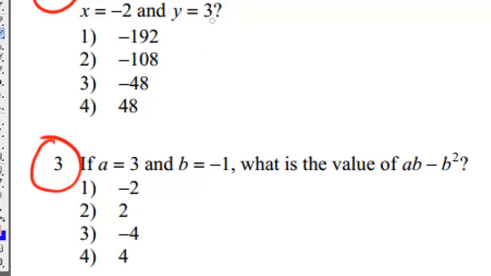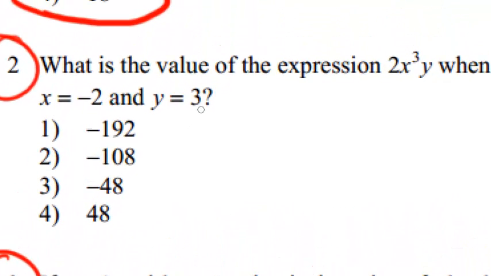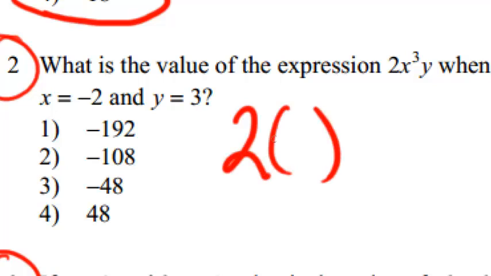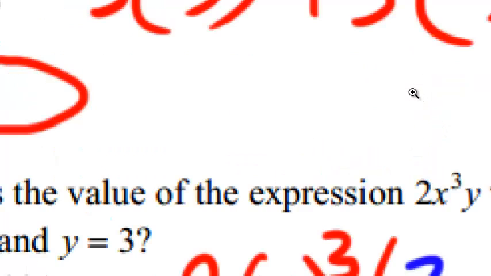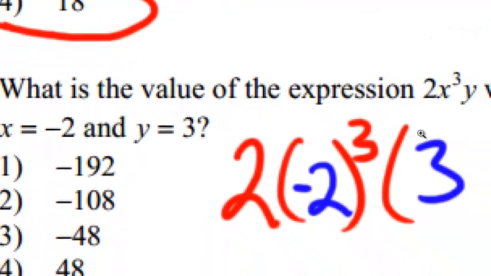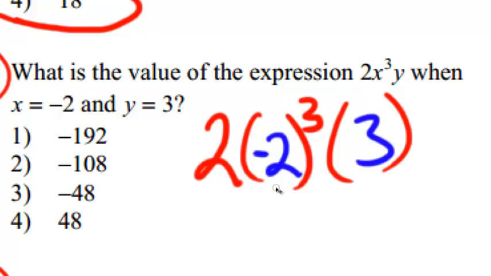It says, what is the value of the expression 2x to the third y when x equals -2 and y equals 3? So I'm going to write 2, open the parentheses, x equals -2 to the third, and then another parentheses, and I'm going to plug in the y, which we know equals 3.